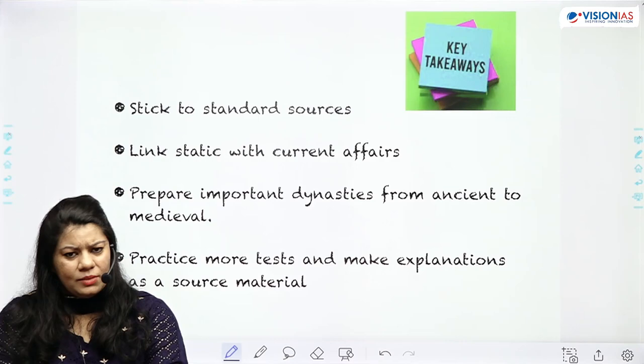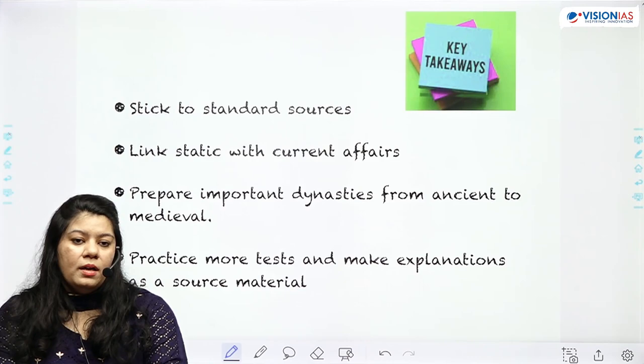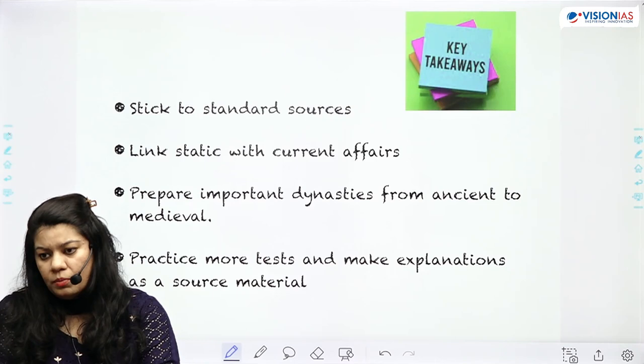I think this will remain the call, that you should not change your sources. Have more in-depth knowledge by solving mock tests. Relate your current affairs and do the length and breadth of the most important topics, right?